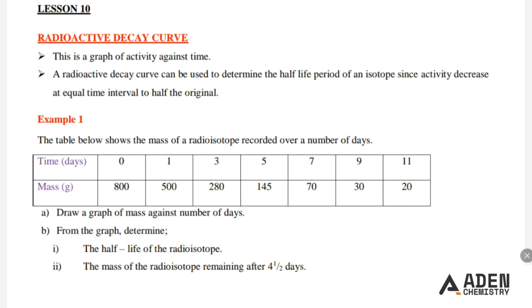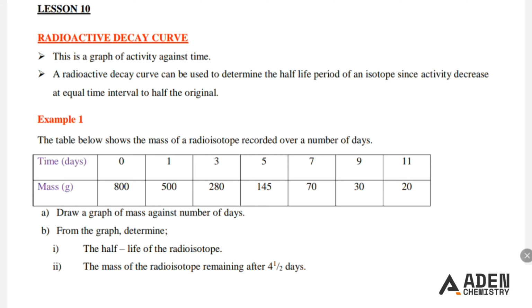So let's start by knowing what a radioactive decay curve is. This is a graph of activity against time, and activity can be mass, or counts per minute, or counts per second. Next, a radioactive decay curve can be used to determine the half-life period of an isotope, since activity decreases at equal time intervals to half the original.